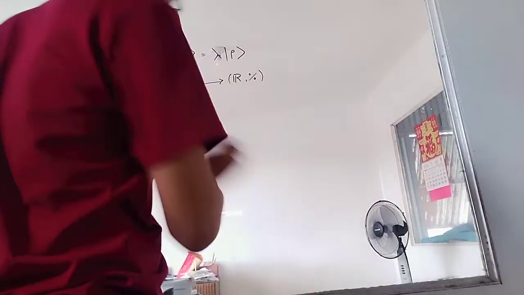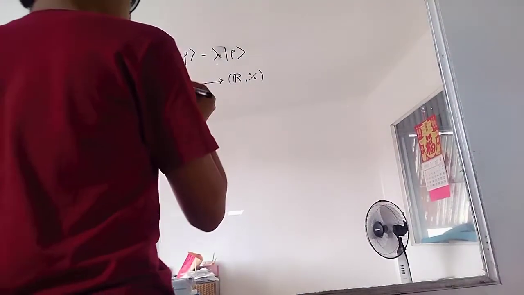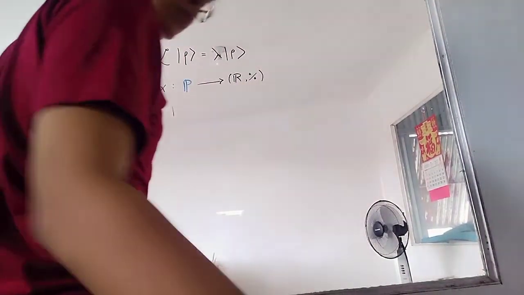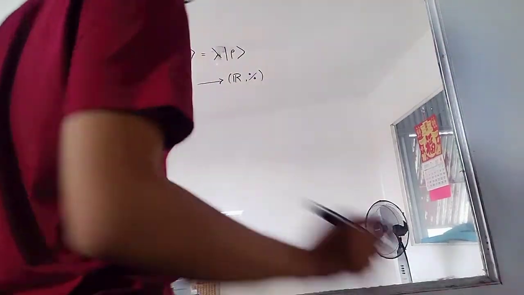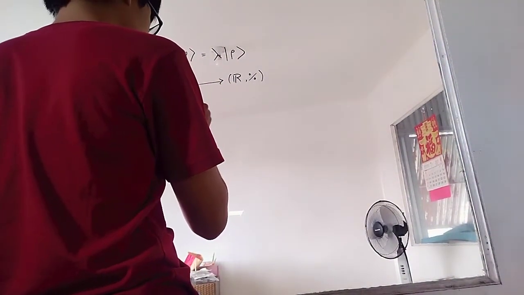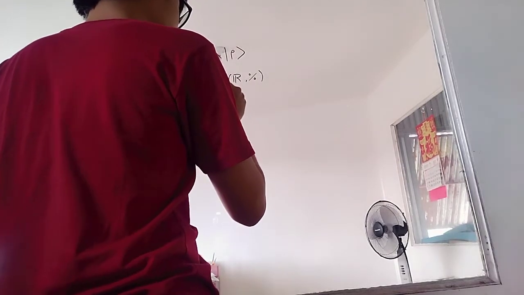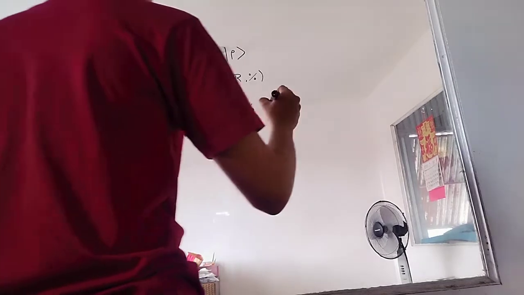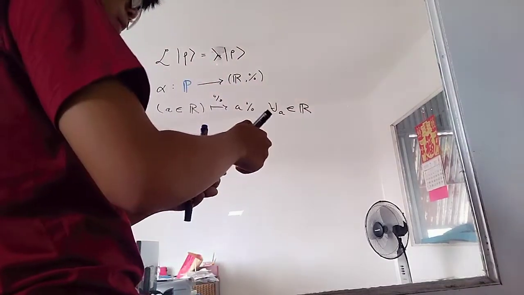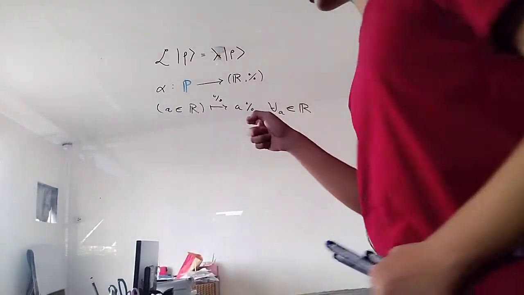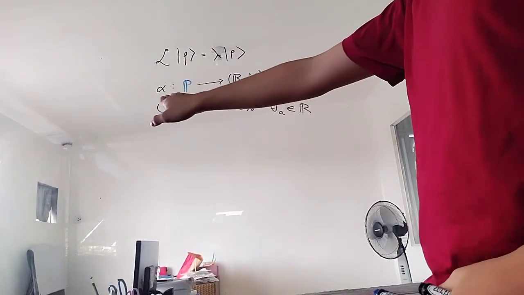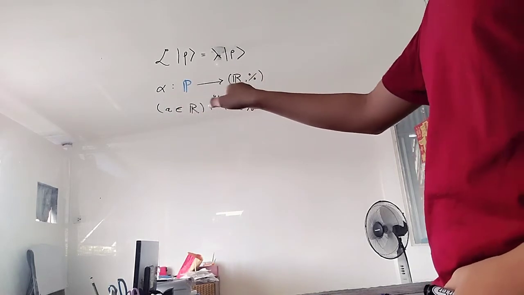So what it does is, for any A inside R, our value in R is fixed by this percentage operation onto A percent, for all A in R. Okay, so that was the last lecture: percentage mapping our position state space onto another space.